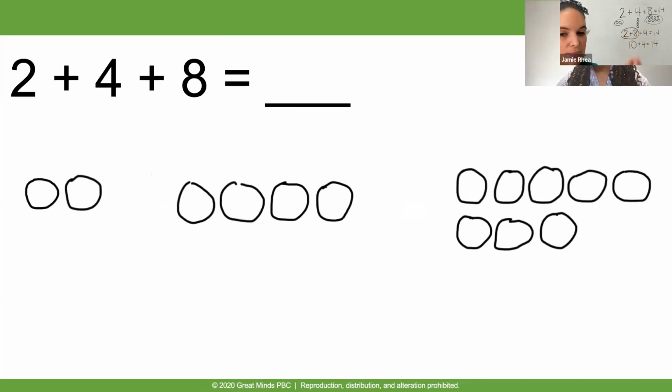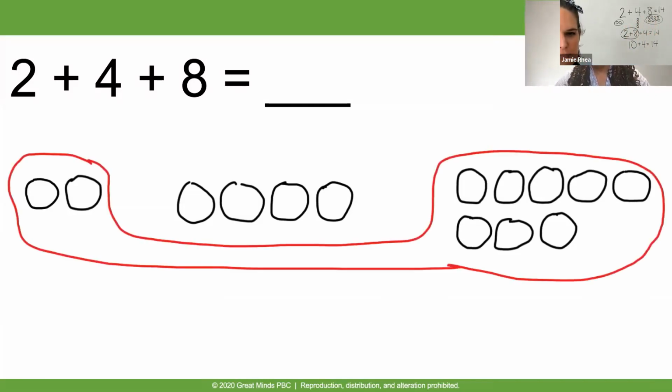Your drawing should have looked something like this. What two addends make 10? We said 2 and 8. Are we right? Yep. 2 and 8 make 10. Okay, so far so good. Let's use our string to circle 2 and 8 in our drawing to show that we made 10.